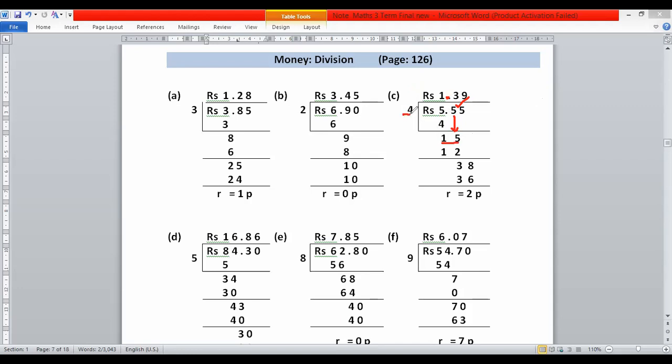15 by 4. So 4 threes are 12. 12 is less than 15. When you multiply 4 by 4, you get 16. 16 is greater than 15. Therefore, we are multiplying 4 by 3. 4 multiplied by 3, we get 12. And after that, subtract 12 from 15. 15 minus 12. 5 minus 2, 3. 1 minus 1, 0. No need to write 0 on the left hand side, because there is no value of 0 on the left hand. So after that, we subtract, shift 5.